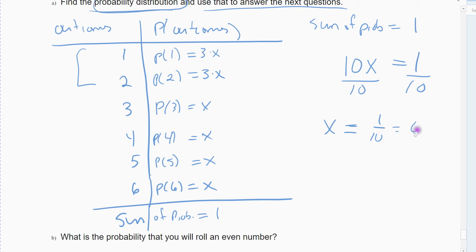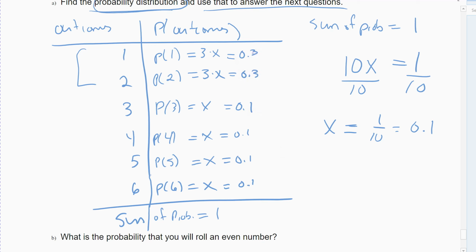1/10, and you can leave it as the fraction, or you can write it as the decimal. I actually think it's easier to write it as the decimal. And so now I know what these probabilities are. They're 10%, 1/10, 0.1, this is also 0.1. Those are 3 times x, so you take your x value of 0.1, multiply it by 3, and that comes out 0.3, that comes out 0.3.